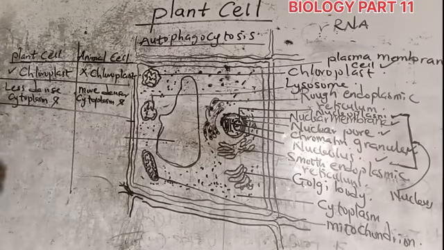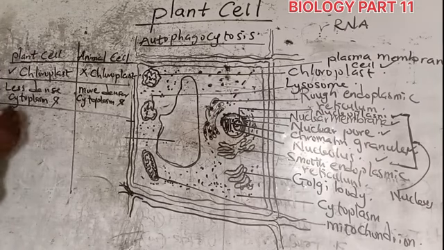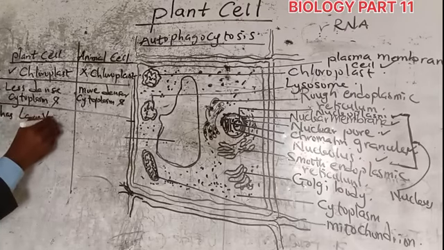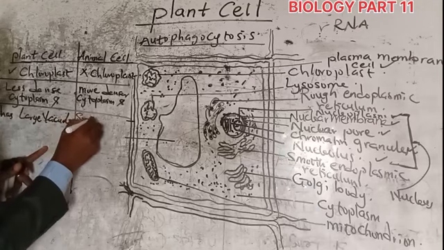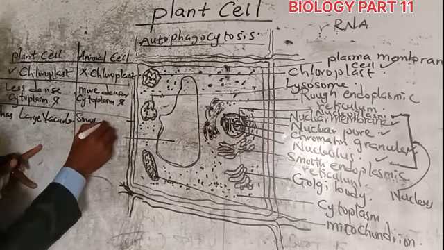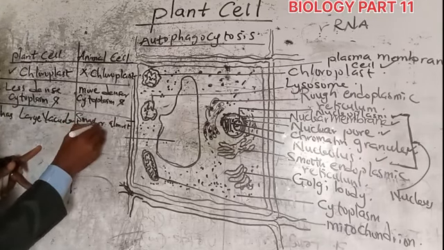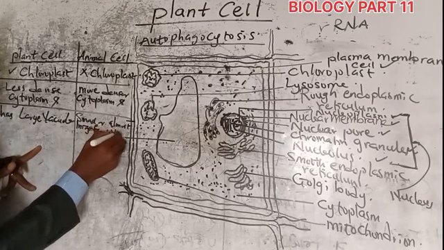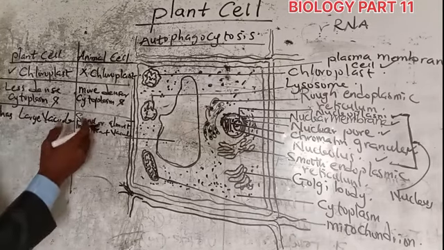Number three, another difference you can see is about the vacuole. Plant cell has a large vacuole. But the animal cell has a small or almost insignificant vacuole. The vacuole is very small. Just put it that way. That is what this insignificant means.